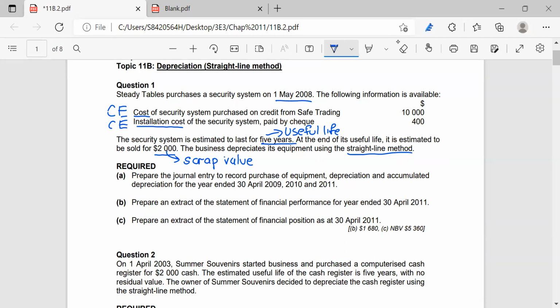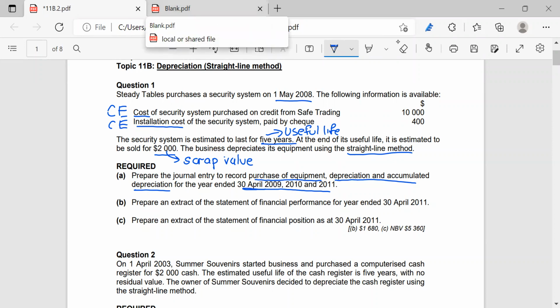Part A, they ask you for journal entries to record purchase of equipment. So this security system is under equipment. They also asked you for journal entries for depreciation and accumulated depreciation. This one is one set itself. Depreciation is over 3 years, 30th April 2009, 2010, and 2011. Just take note the first day of the financial year is 1st May 2008, and it ends on 30th April 2009. So there's only 3 years that we're talking about here.